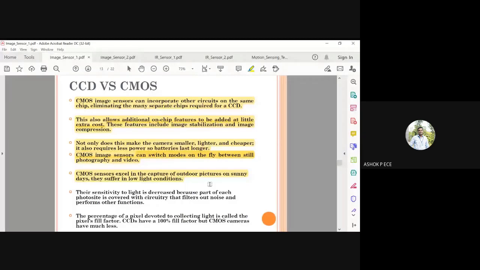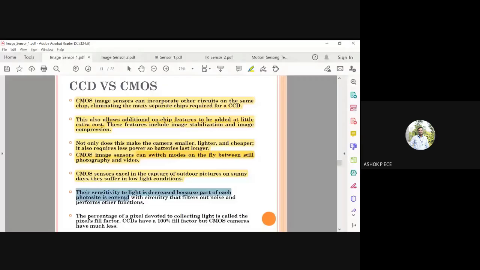Sensitivity to light is decreased because each part of the photo site is covered with circuitry that filters out noise and performs other functions. So sensitivity is somewhat decreased because the photo sites are covered with a filter. The filter is going to remove the noise and perform all other functions. So compared to CCD, the sensitivity of the photo sites used in the CMOS is comparatively less. The percentage of a pixel devoted to collecting light is called a pixel's fill factor.